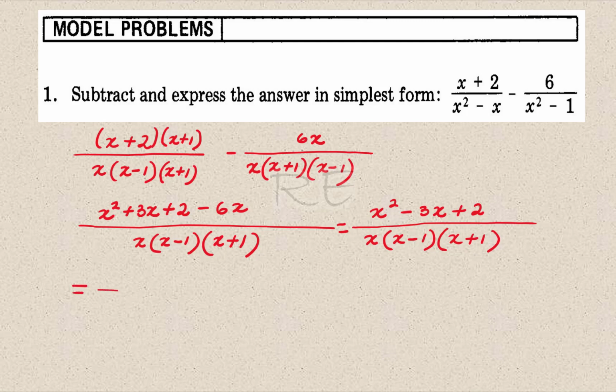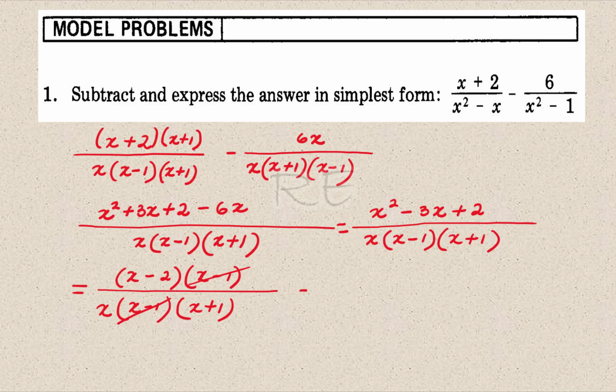The numerator is factorable, the product is 2 and the sum is negative 3. Therefore, it's x minus 2 times x minus 1 divided by x times x minus 1 times x plus 1. x minus 1 cancel, and our final answer is x minus 2 divided by x times x plus 1.